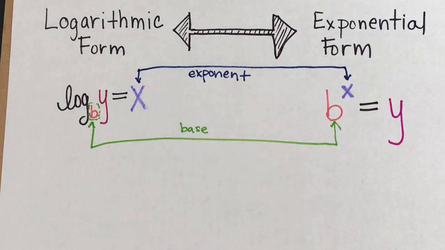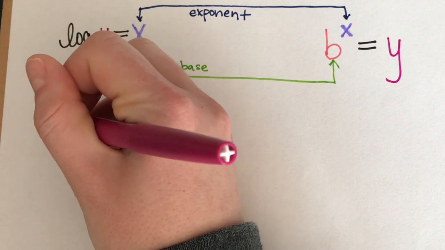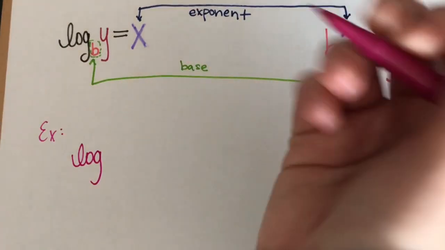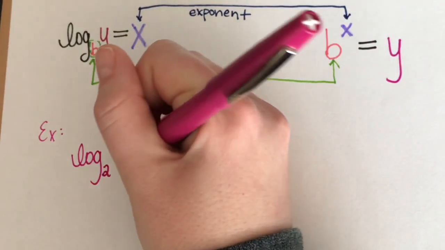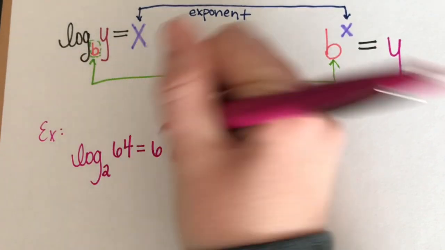Now, in order for you guys to convert from one form to the other, I can show you some tricks, which I'm going to, but knowing that these are equivalent statements is really important. So we're going to go back and forth and do a few from one form to the other. Now, if I had given you guys log base 2 of 64 equals 6.